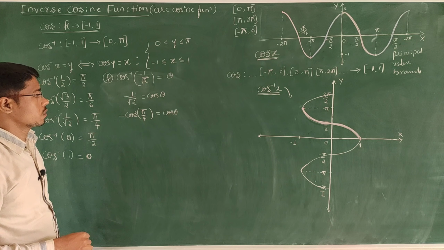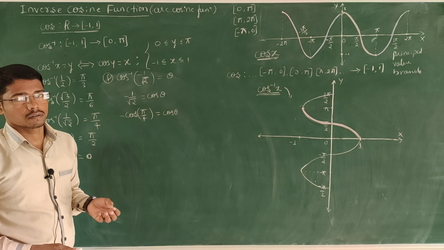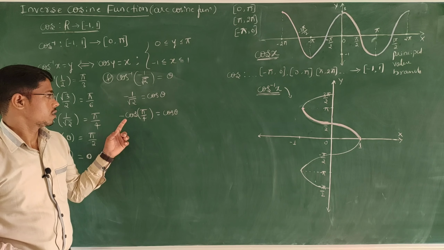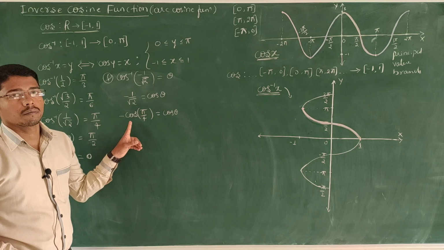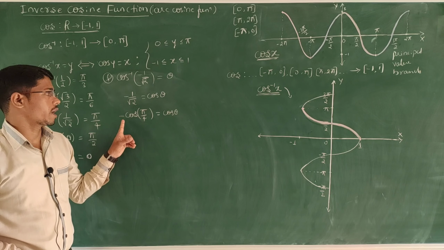Cos is negative in the second quadrant and the third quadrant. That is why we have to consider the value of theta from the second or third quadrant to get the minus sign.